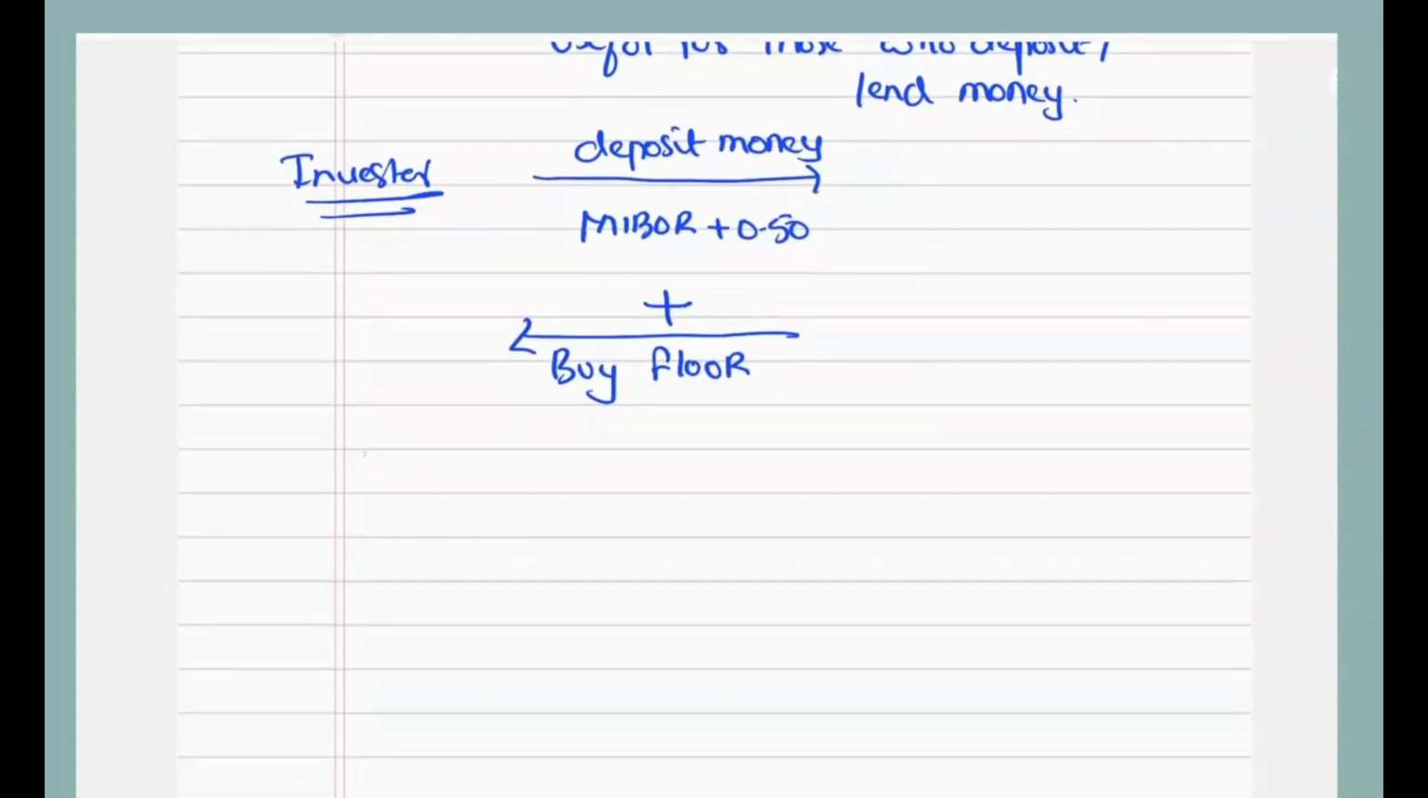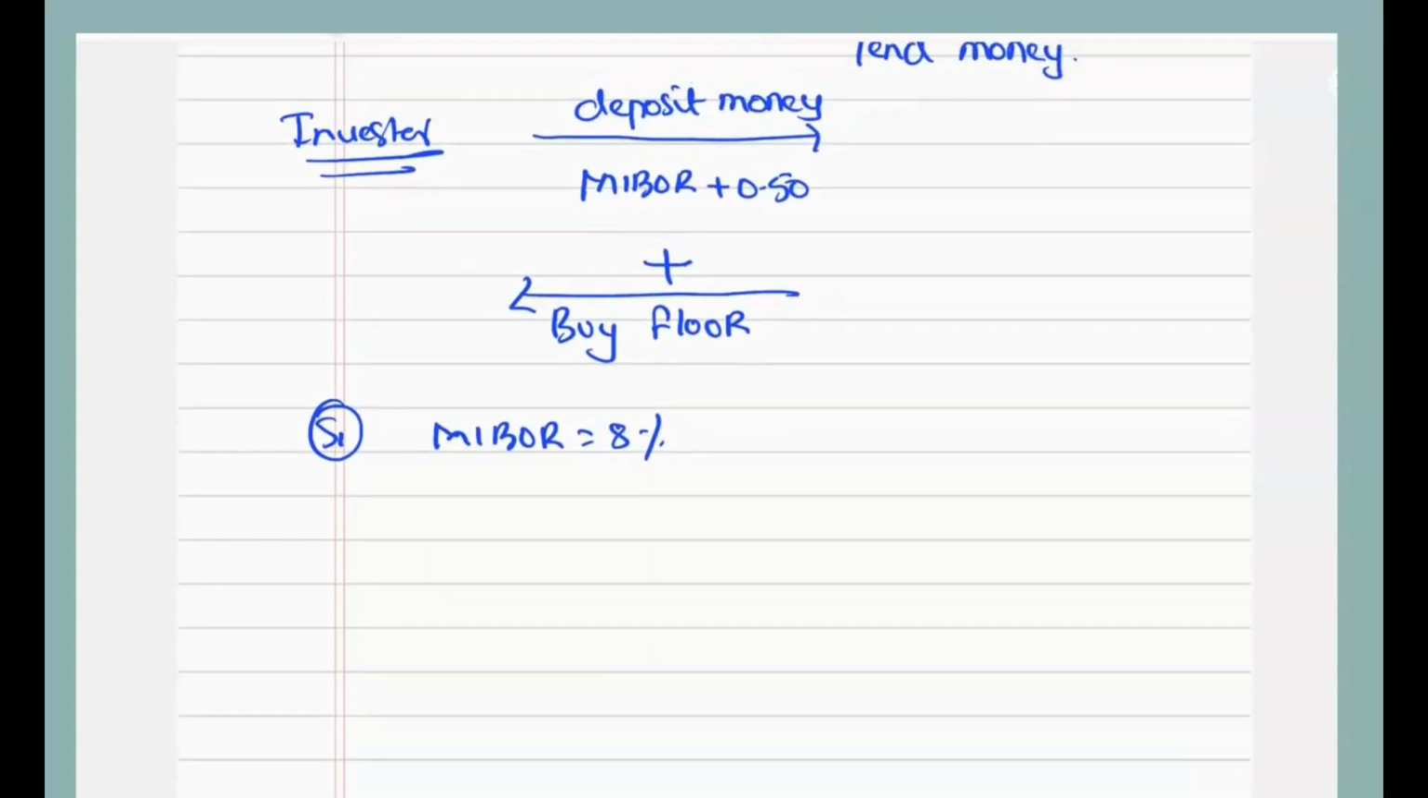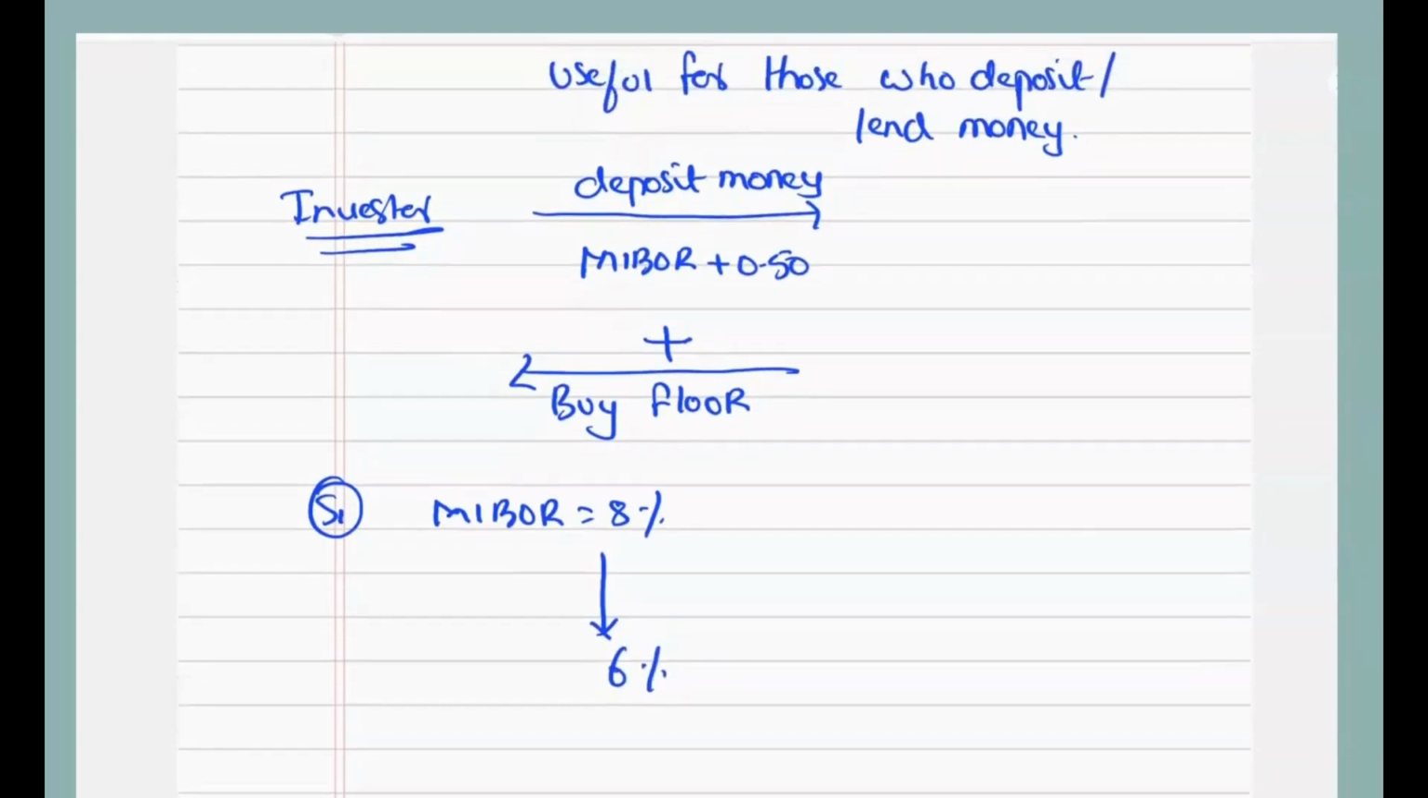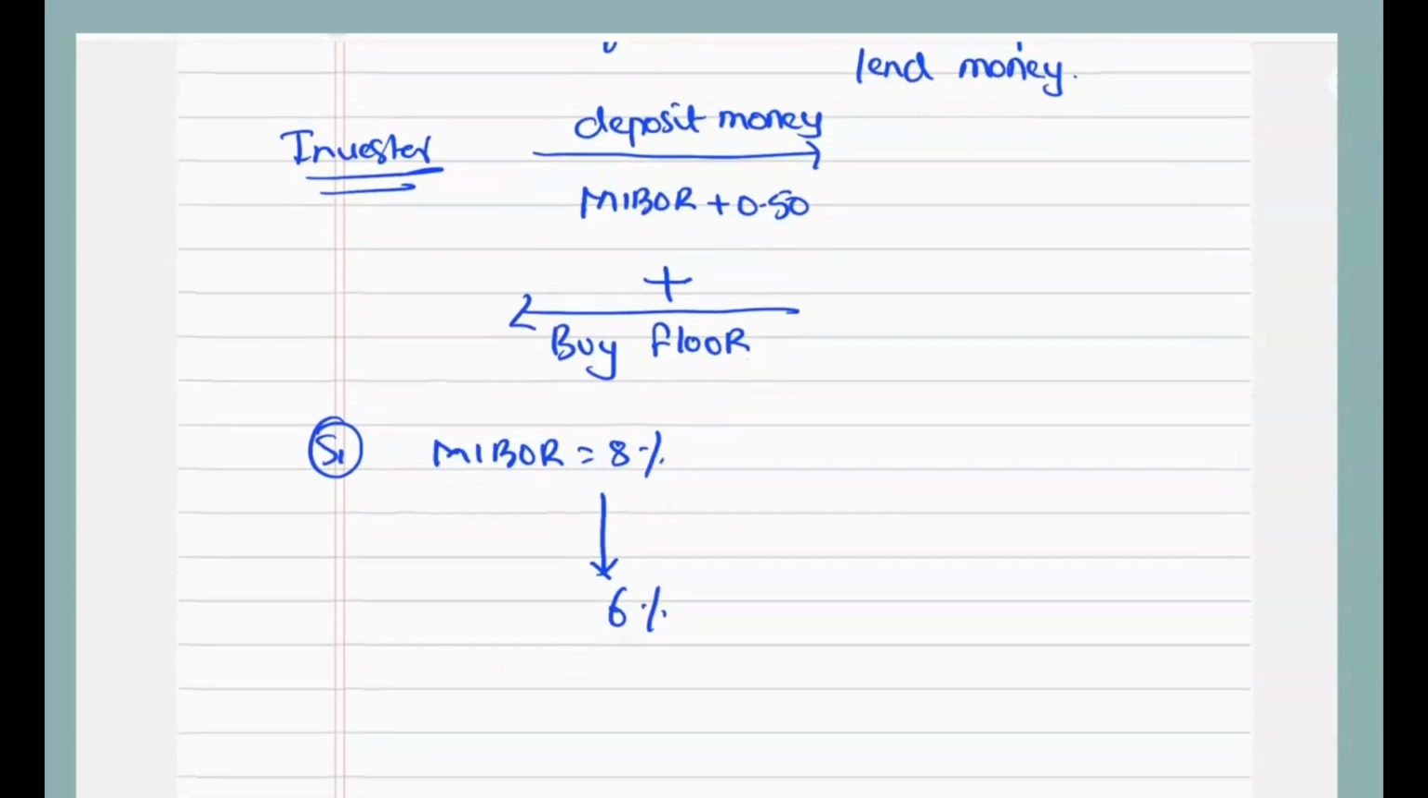Now we come to the situation. Suppose the MIBOR rate is 8%. When you're depositing money, the MIBOR rate was 8%, right? And after 3 to 4 days or after 1 week, you find that the MIBOR rate falls down to 6%. It means you are depositing the money with the intention that you'll be getting 8% interest out of your investment. But after 15 days, the floating rate, the Mumbai Interbank Offer Rate, falls from 8% to 6%. It means you will be getting only 6% out of your investment, so you are bearing a loss of 2%, right?